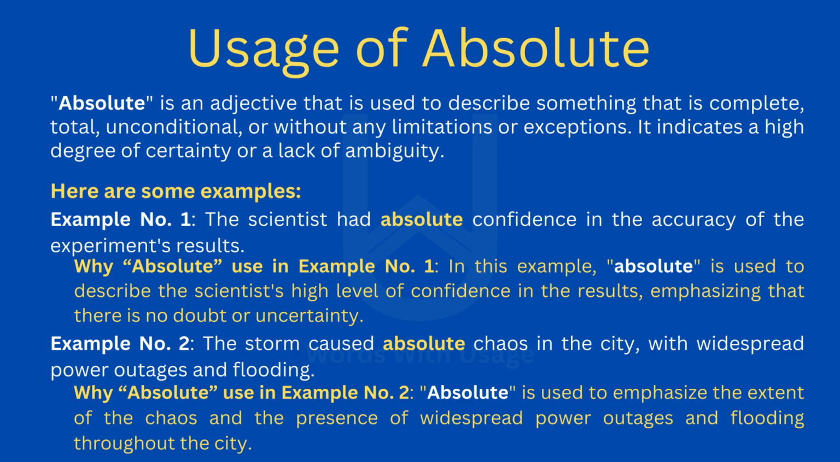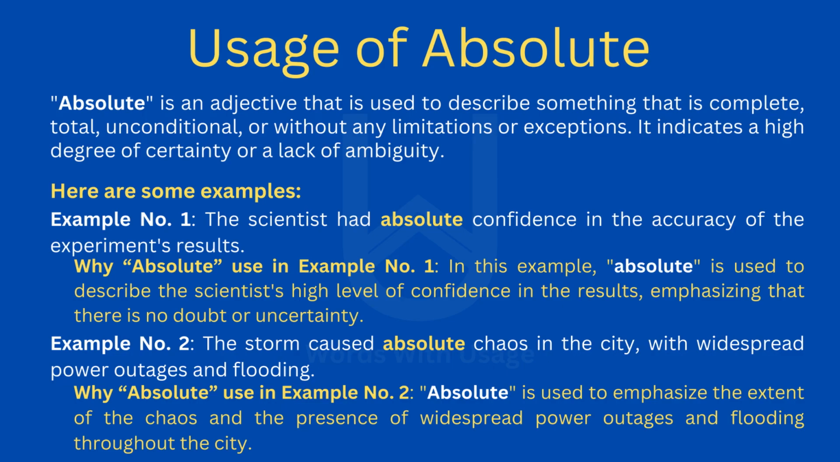Here are some examples. Example number 1. The scientist had absolute confidence in the accuracy of the experiment's results. Why is absolute used in example number 1? In this example, absolute is used to describe the scientist's high level of confidence in the results, emphasizing that there is no doubt or uncertainty.